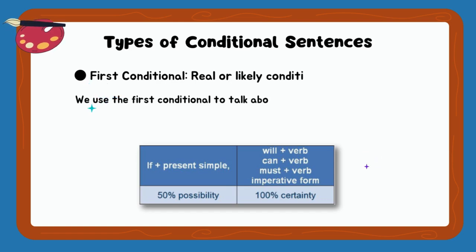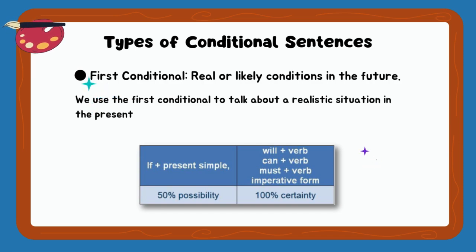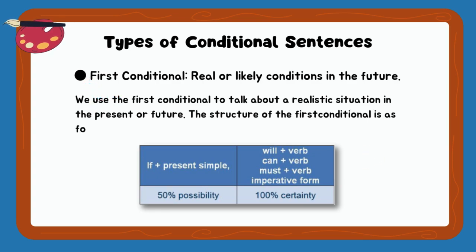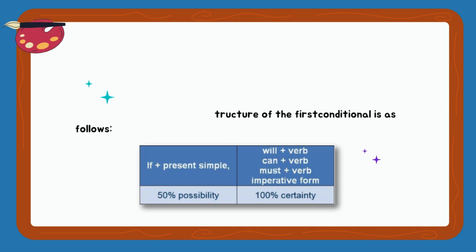The next type of conditional sentence is the first conditional. We use the first conditional to talk about a realistic situation in the present or future. The structure of the first conditional is if plus present simple, followed by will plus verb, can plus verb, must plus verb, or imperative form. Similar to the zero conditional sentence, the first clause consists of 50% possibility followed by 100% certainty as the main clause.